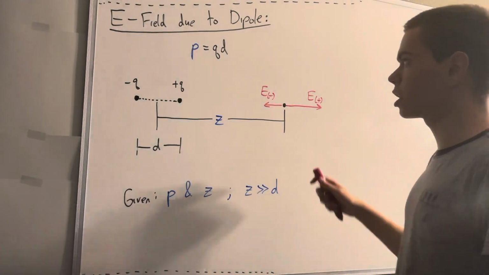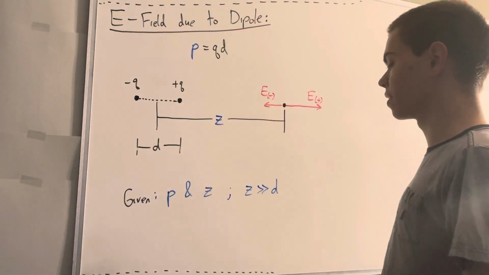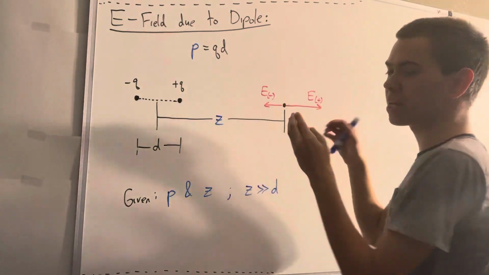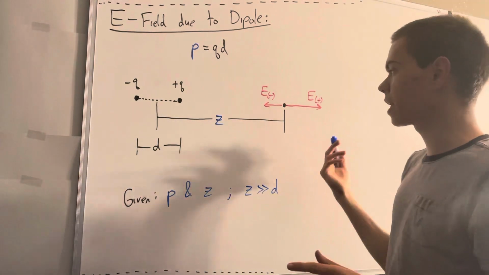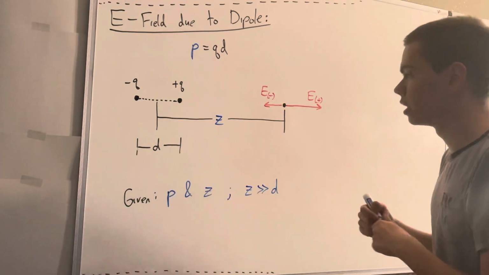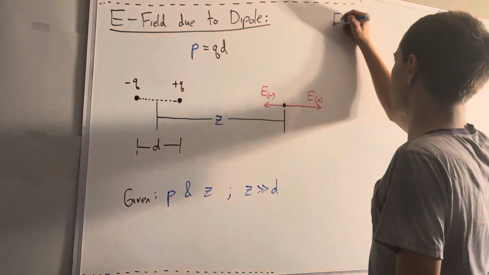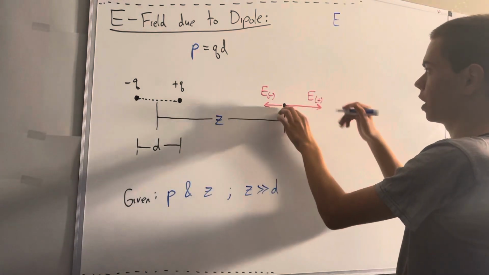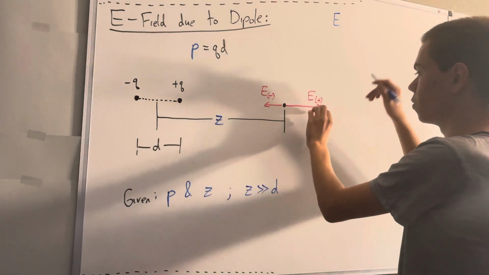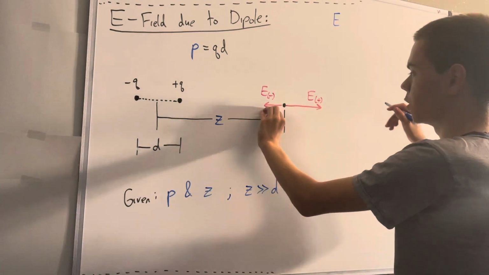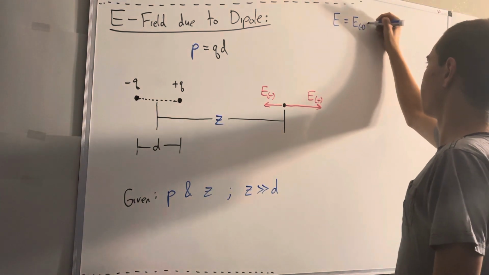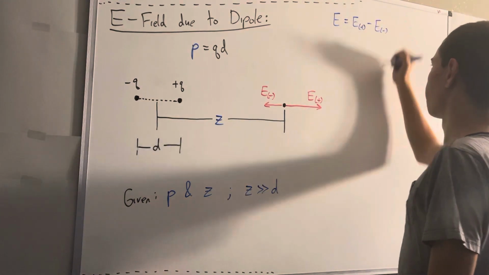Now, to find the electric field due to the dipole at this point, this is really a combination of vectors, because electric field is a vector, so we're adding these as vectors. We're thinking about the magnitude of the electric field at this point, so we take the magnitude of E positive and subtract the magnitude of E negative. So E is equal to E positive minus E negative.